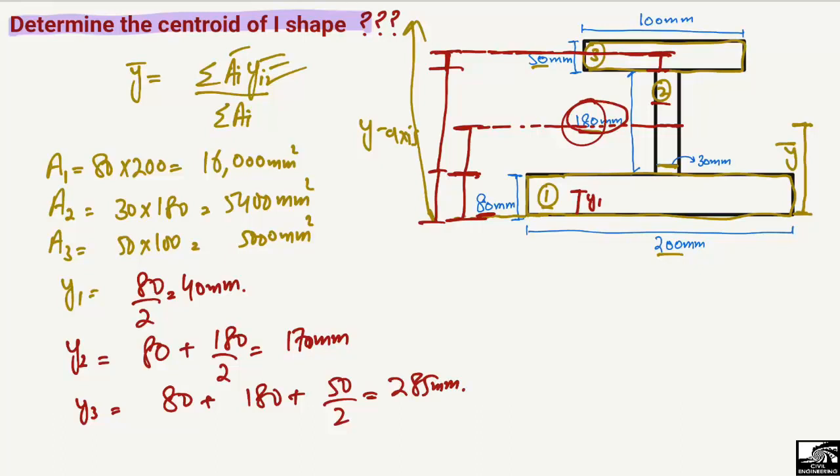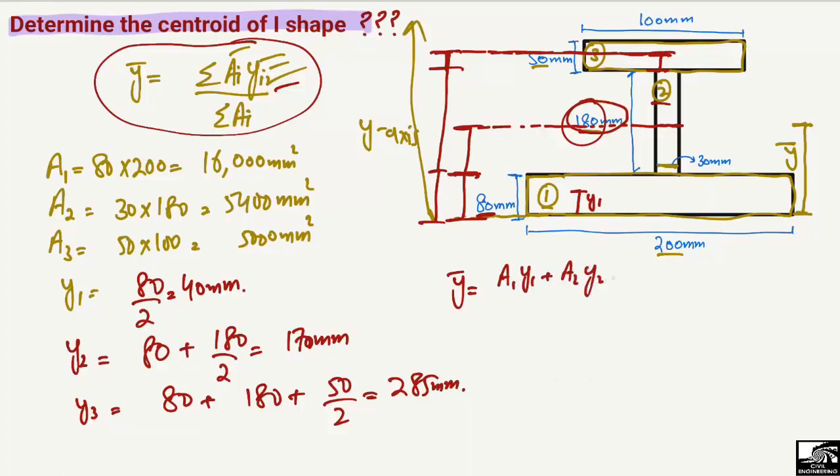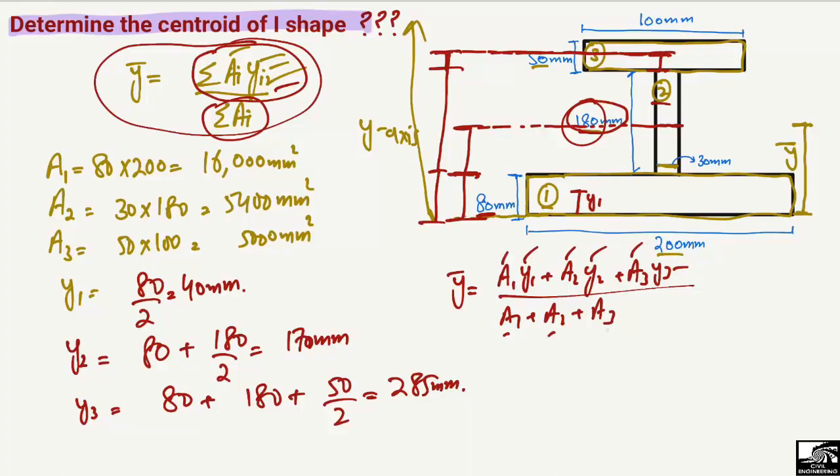Now we can easily put these into the main formula. So y bar will be equal to, if I expand this formula, the summation of a1y1 plus a2y2 plus a3y3, divided by a1 plus a2 plus a3, because it is the summation of area and the summation of the product of the area and the centroid of each object. Now we know A1, Y1, A2, Y2, A3, Y3 and A1, A2, A3. So we can simply plug these values into this formula to find the centroid along the y-axis.